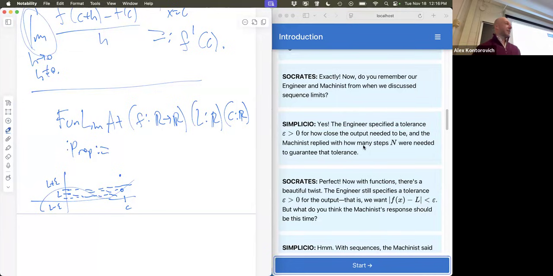In the case of sequences, the cost was how far out in the sequence you go. Here, it's how close to C you start with. So the machinist is expecting three things. He's expecting a function, the value of L. He's expecting the epsilon, the tolerance, and an input value of X so close to C, within some range of C, so close that the machinist will be able to guarantee that whatever value he gives back lands in this window.